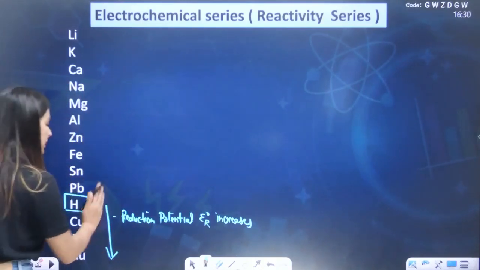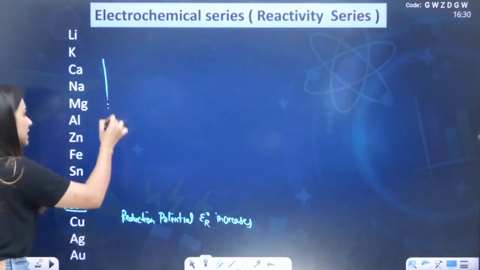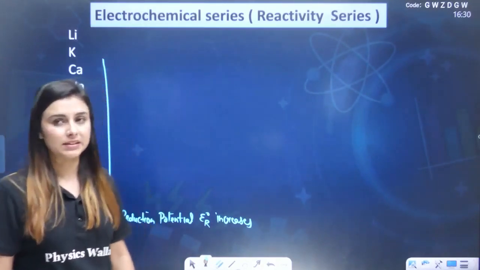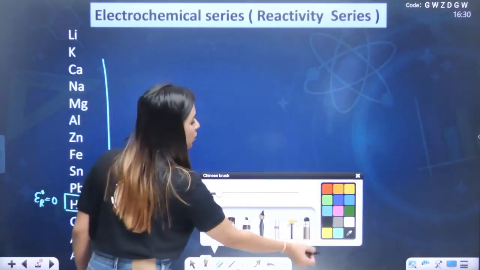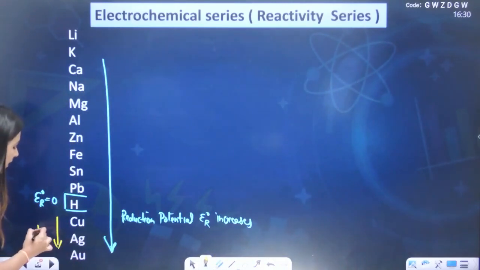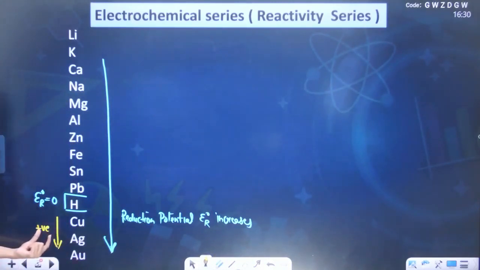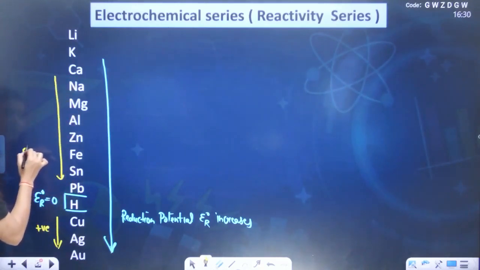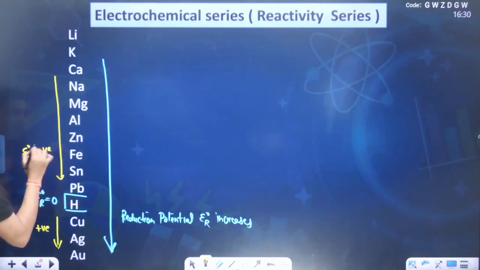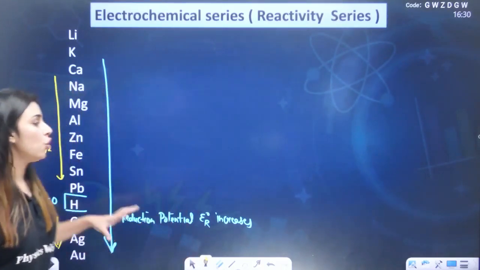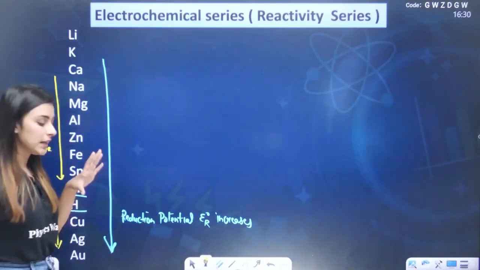So as we move from top to down, the reduction potential will increase. Now you need to understand a little more. This reduction potential value is 0, and since it is increasing, down the series the reduction potential values would be positive. But up here, the reduction potential values were negative. So this is how we study the electrochemical series.